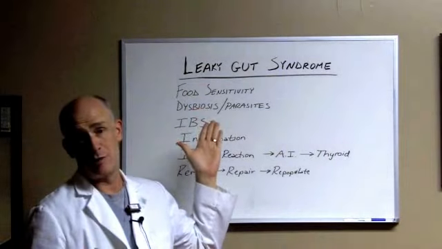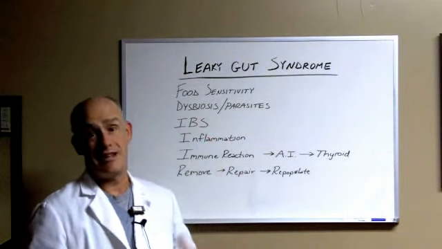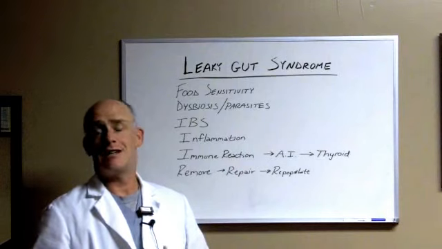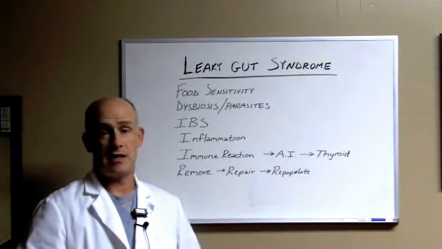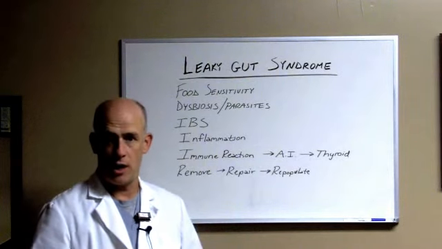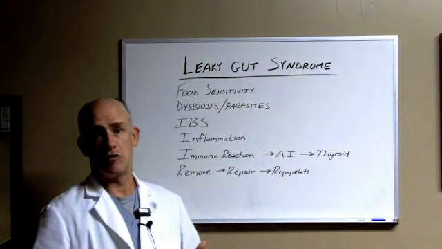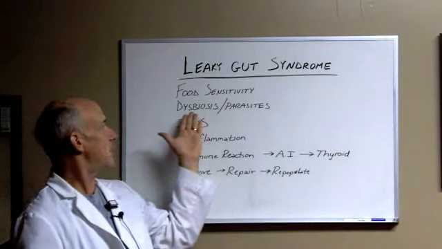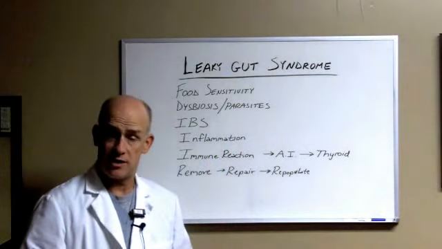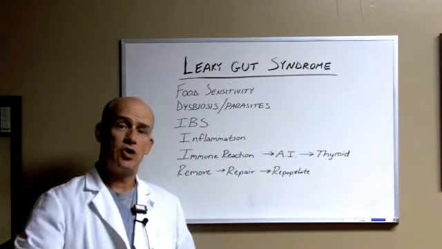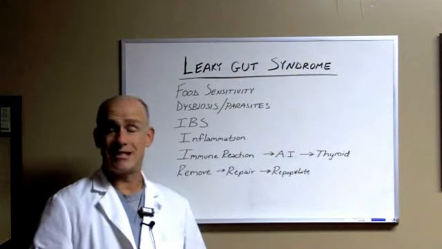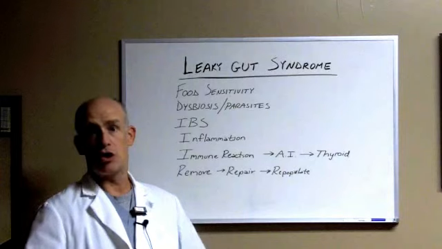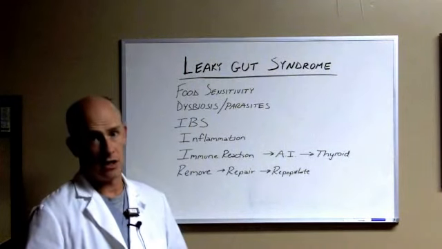First thing that we look for in these patients are food sensitivities. And if we see that you've got a sensitivity to a certain type of protein, that can cause and perpetuate this leaky gut syndrome. The next thing that we look at is what's called dysbiosis. Dysbiosis means that you've got too many bad bacteria, not enough good bacteria living inside your intestines. That can also cause and perpetuate leaky gut syndrome.